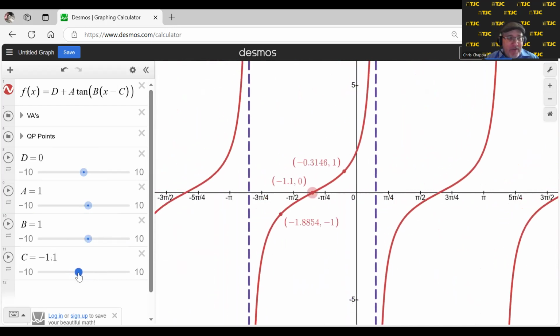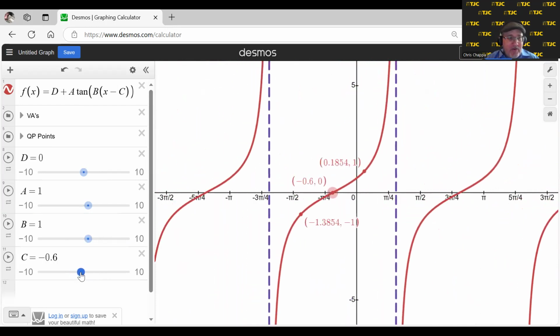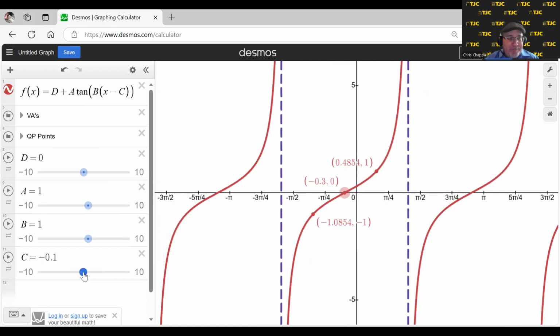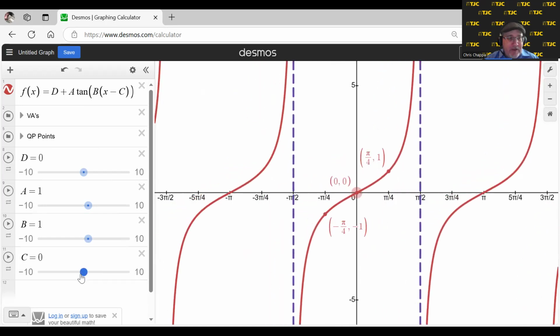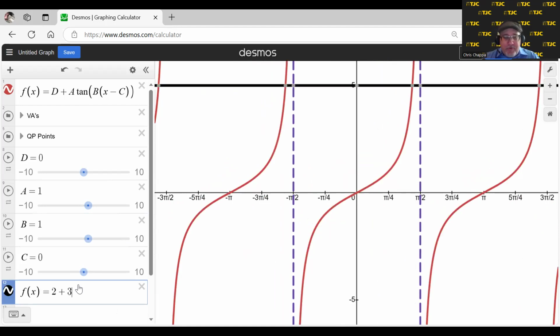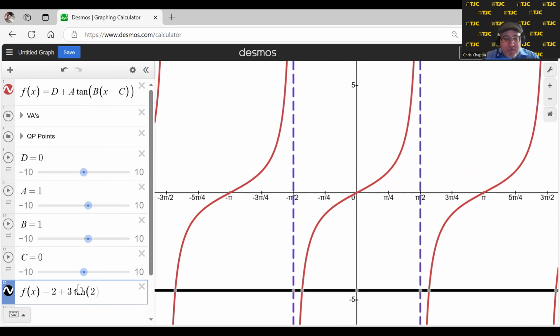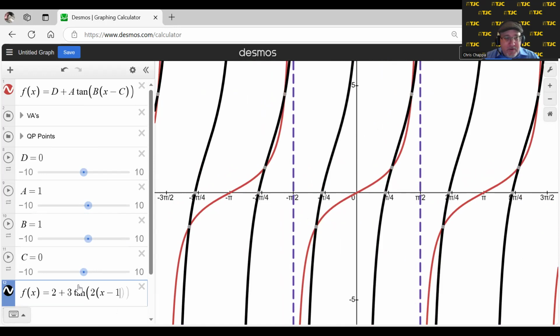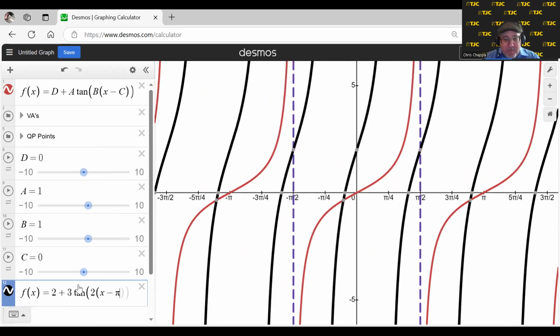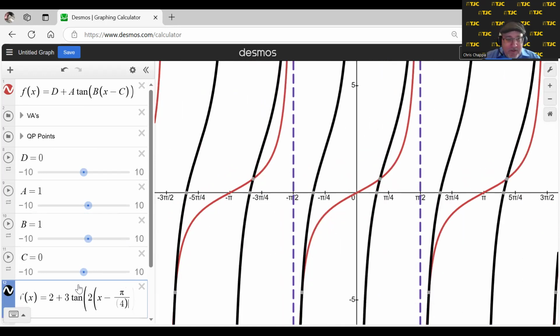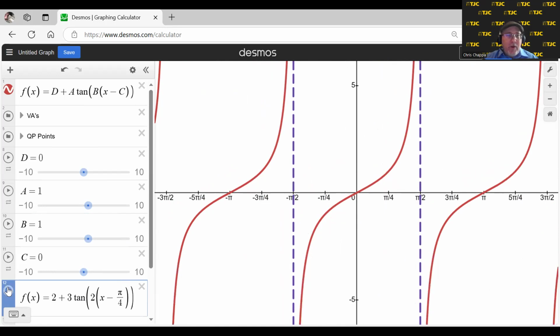So if you were to graph one of these things, like if we wanted to graph, oh, I don't know, let's say f of x equals 2 plus 3 tangent of 2 parentheses x minus pi over 4. There we go. Now we got this hot mess because we have this black graph of tangent running all up in the other graph. So let's turn it off for a moment.